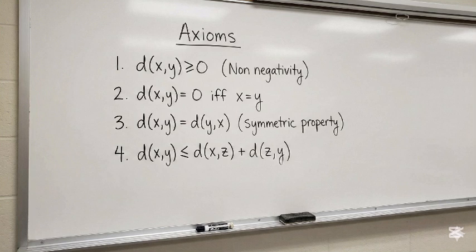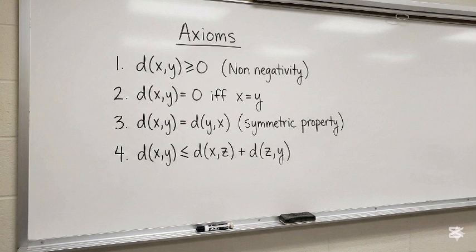The second one is that d(x, y) is equal to 0 if and only if x is equal to y. And the third one says d(x, y) must be equal to d(y, x). And the fourth one, we have d(x, y) must be less than or equal to d(x, z) plus d(z, y). And this is involved in the triangular inequality.